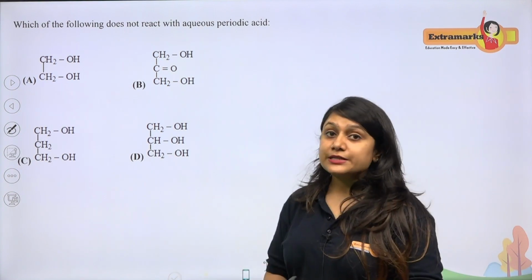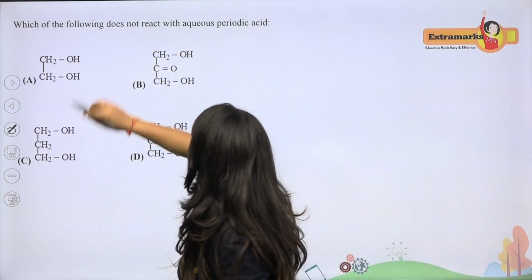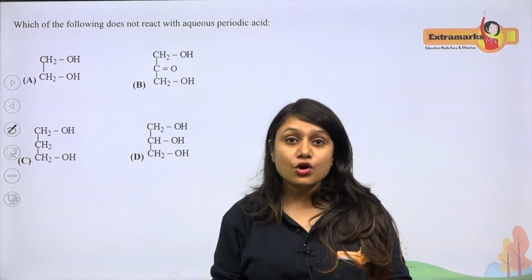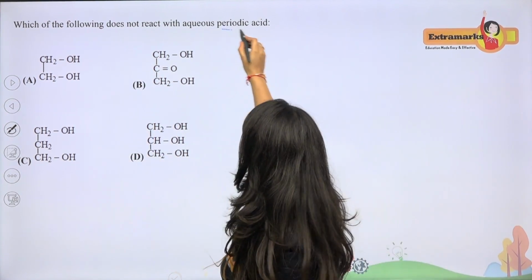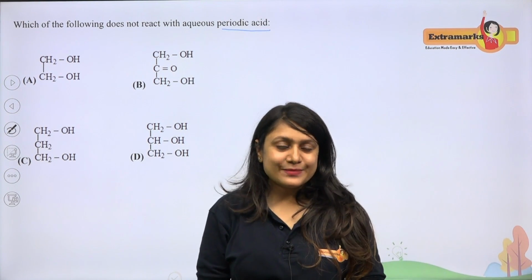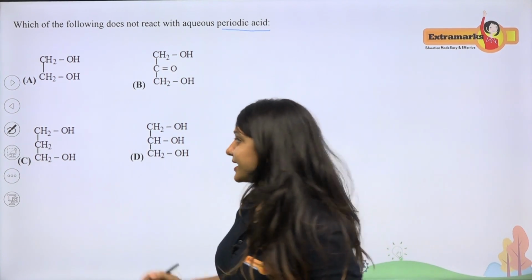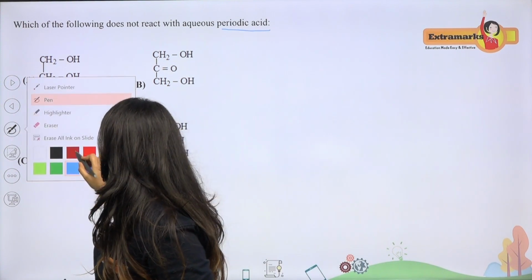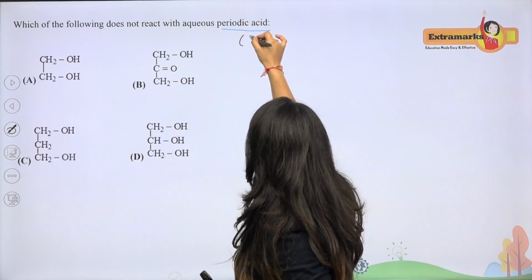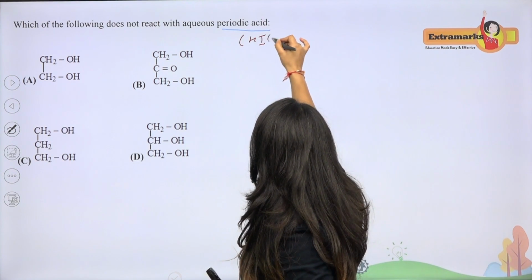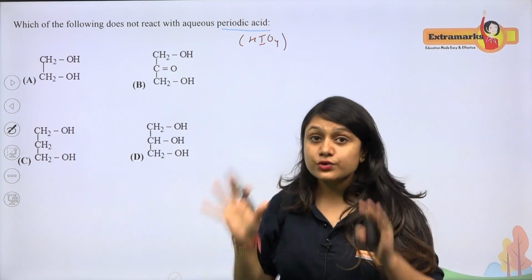In this particular question, which of the following does not react with periodic acid? First tell me, how many of you know which is the periodic acid? What is the formula of periodic acid? Yes, it is HIO4. You must need to know the trick.